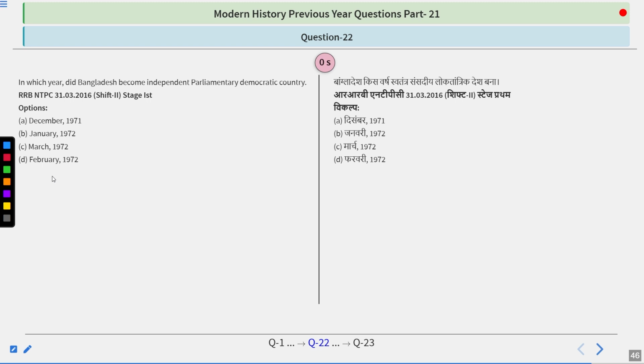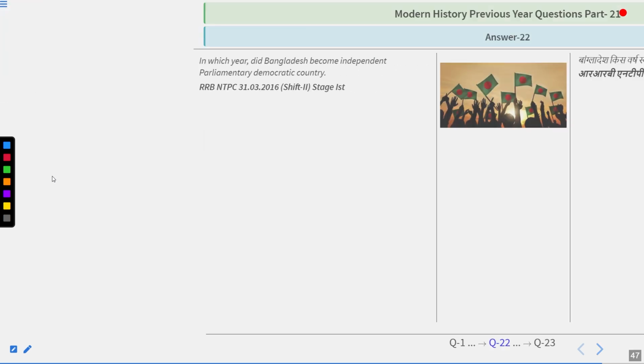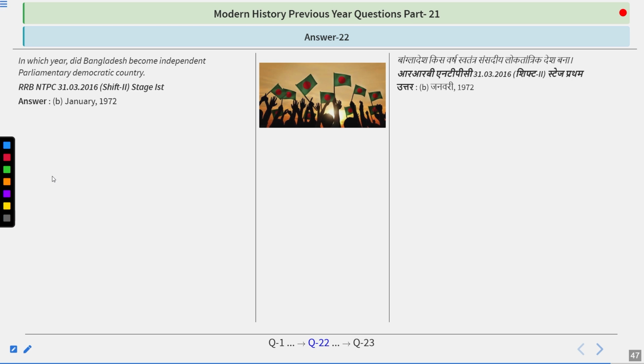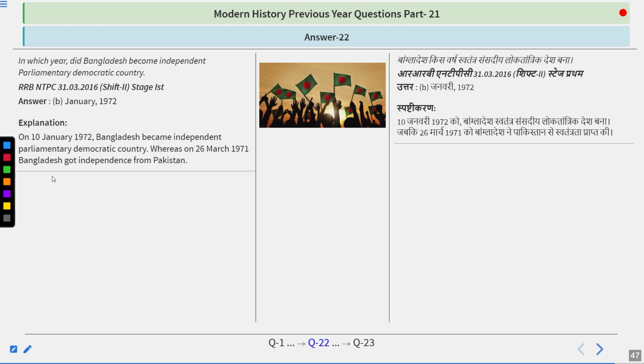And I guess once again the answer you are looking for is quite right, because the answer is January 1972. So on 10 January 1972, Bangladesh became an independent parliamentary democratic country, whereas on 26 March 1971, Bangladesh declared independence from Pakistan under the leadership of Sheikh Mujibur Rahman.